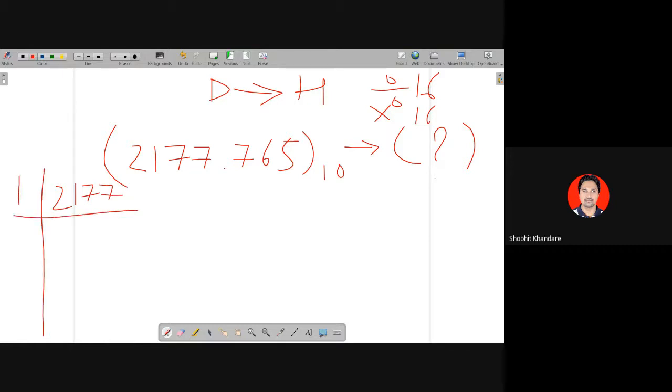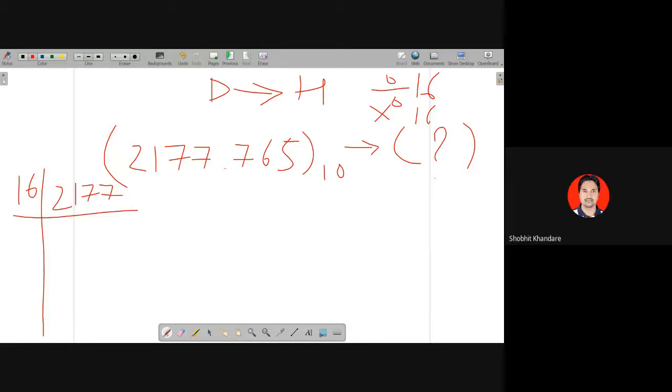16. So 2177 divided by 16. You tell me what is the quotient and what is the remainder. Fast. What is the quotient? What is the remainder? Am I audible? Yes, sir.